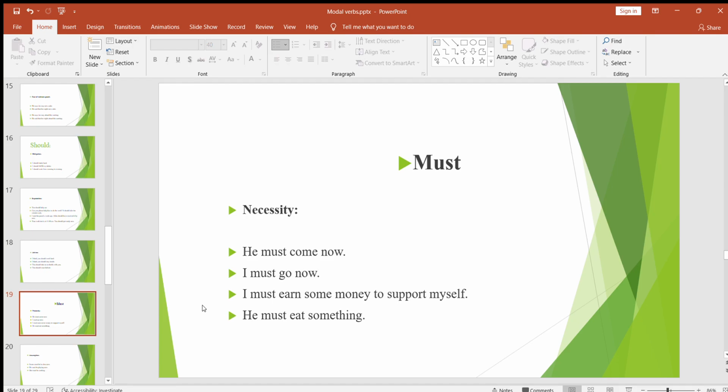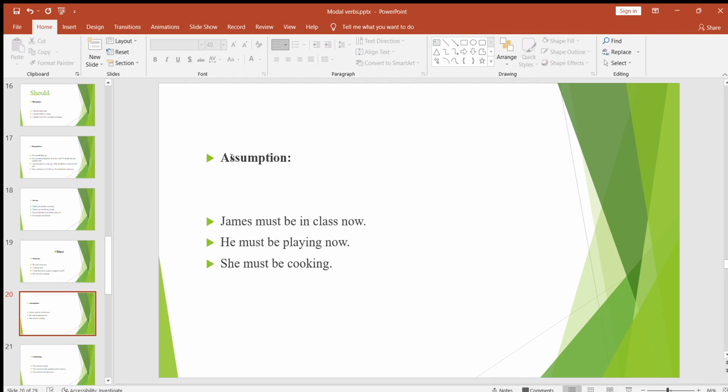Next, let's look at the next slide, and this is for assumption, something that you're assuming. You can also use "must". "James must be in class now." Maybe James is in the school and you are in your house, so you are assuming that he must be in the class now. "He must be playing now." It's match time now, so you can assume that he must be playing now. "She must be cooking." Again, you are assuming that the person who is responsible for cooking must be cooking right now.